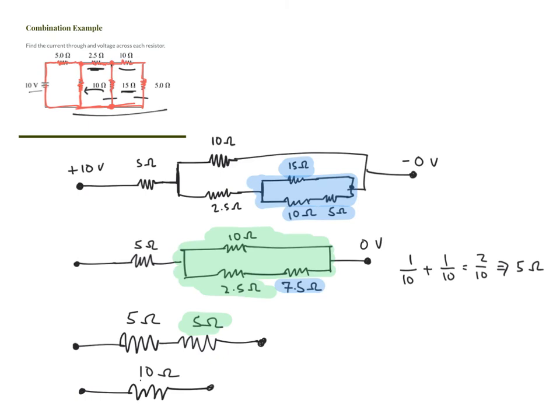According to Ohm's law, V equals IR. The voltage of this circuit is 10 volts. Current's what we're looking for, and the equivalent resistance is 10 ohms. So the total current of this circuit is 1 amp.